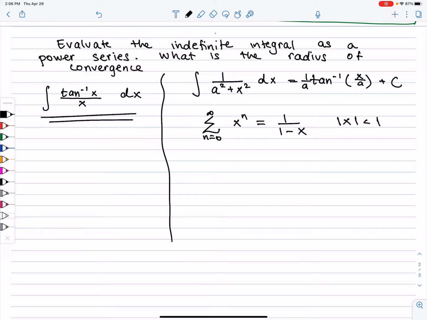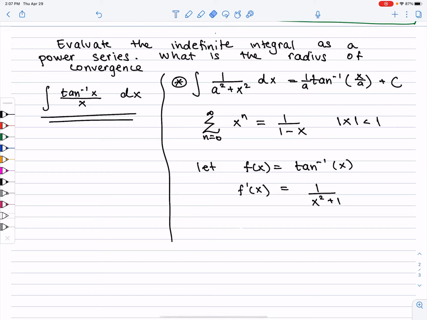So let's begin with that integral, that first review concept. What I'm going to do is I'm going to let f of x be equal to tangent inverse of x. If we let f of x be equal to tangent inverse of x, then f prime of x is equal to 1 over x squared plus 1, or 1 plus x squared.